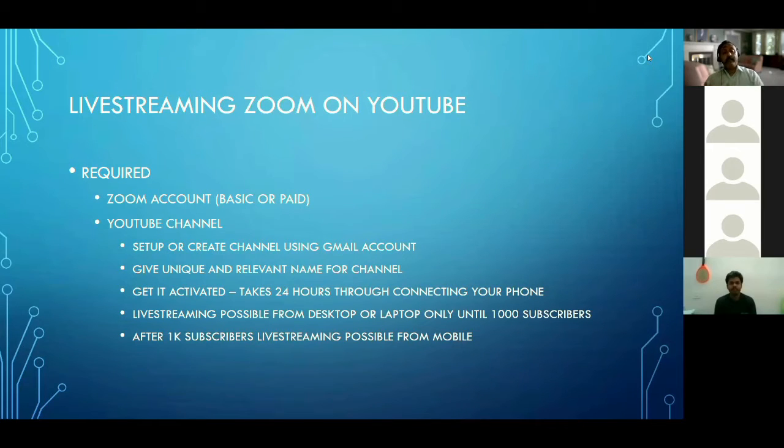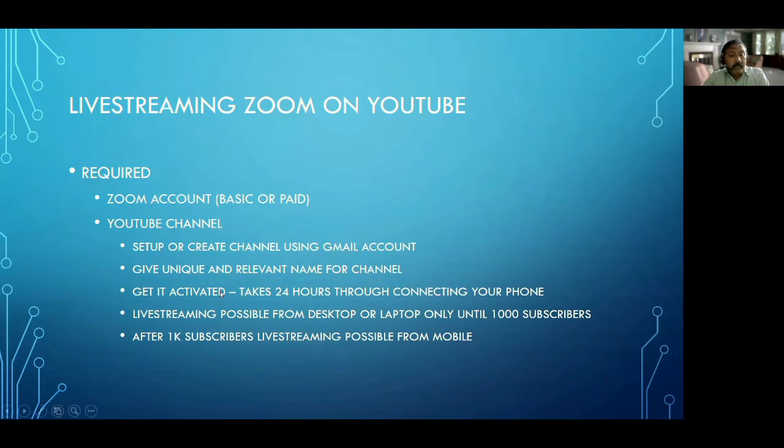But for Resources for Life, I created it using another email ID, so I made the channel name Resources for Life. You can do that. Give it a unique name, but you have to get it activated before you go live through it. It takes 24 hours once you enable your channel and have your phone also connected to it. It gives you verification and all. It takes 24 hours to connect.